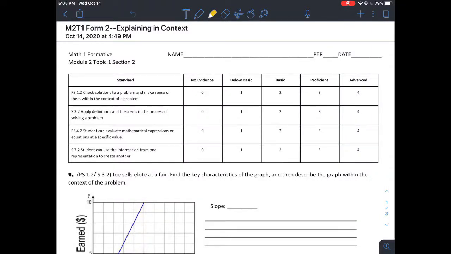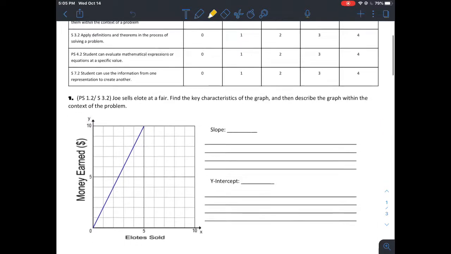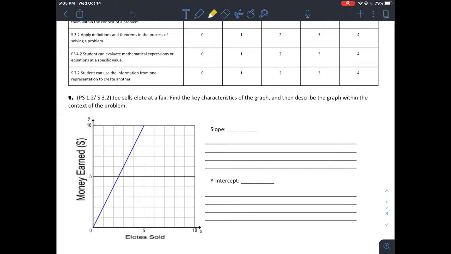So we are on the second formative, which is actually formative 2. We are explaining in context. So I want to explore explaining slope in context and explaining y-intercept in the context of the problem. So Joe sells lottes at a fair. Find the key characteristics of the graph and then describe the graph within the context of the problem. So we're going to identify the slope, explain it, identify the y-intercept, and explain it.